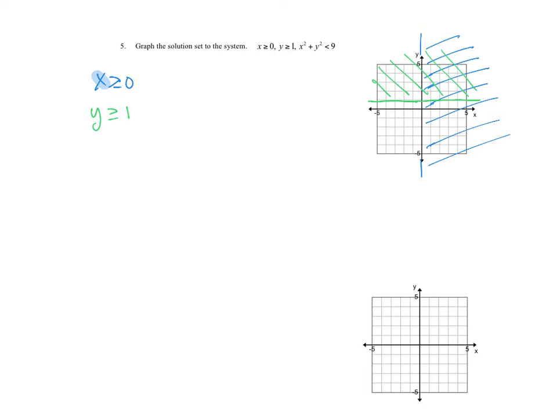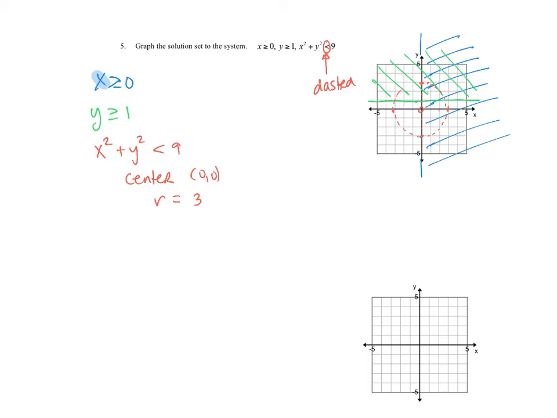And now we also have our circle, x squared plus y squared less than 9. So that's centered at 0, 0 with a radius of 3. 1, 2, 3, in each direction. And this inequality here is telling me that I need to have a dashed line because it's only less than 9, not equal to 9. All right, so there's my circle.